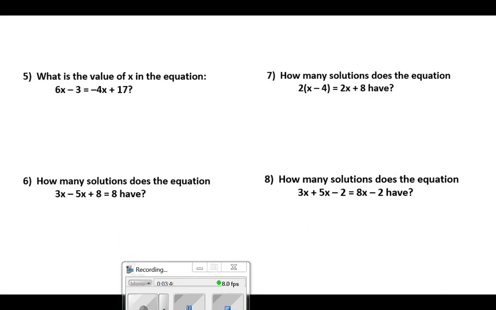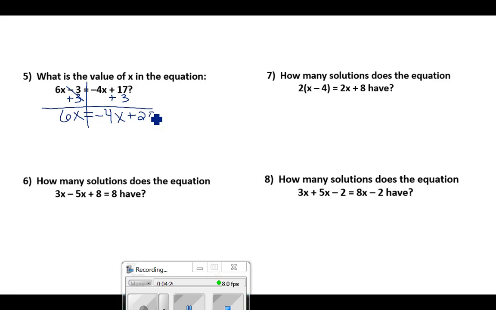Question 5. What is the value of x in the equation 6x minus 3 equals negative 4x plus 17? Let's draw a line down the equal sign. We do not have anything that can be combined on the same side, so we're going to start using the opposite operation, the inverse operation. I'm going to subtract 3 from both sides. Add 3 to both sides. I can bring down 6x equals negative 4x plus 20.